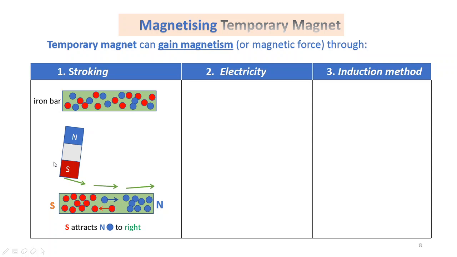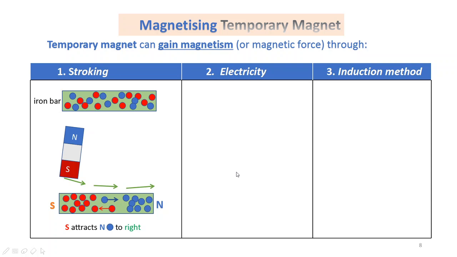So now we're using the natural magnet. For example, we're using the south pole to stroke from left to right, continue left to right, and left to right. So the south pole will attract the north element to the right. After few strokes, you will see most of the north element will be able to go to the right. So left the south element to the left. Therefore, it becomes a temporary magnet.